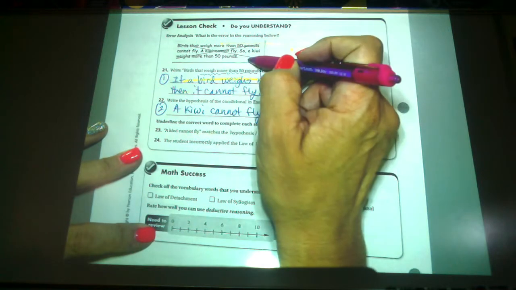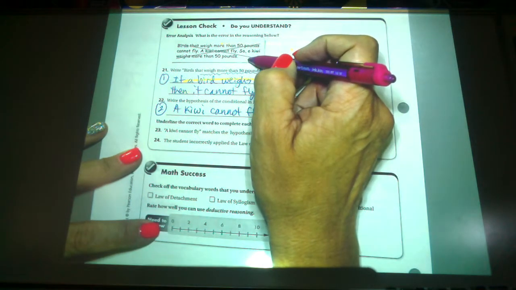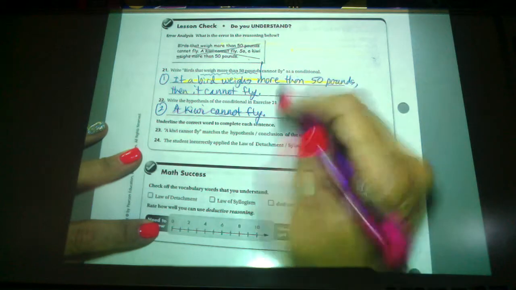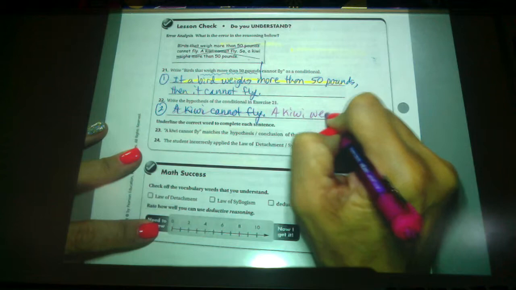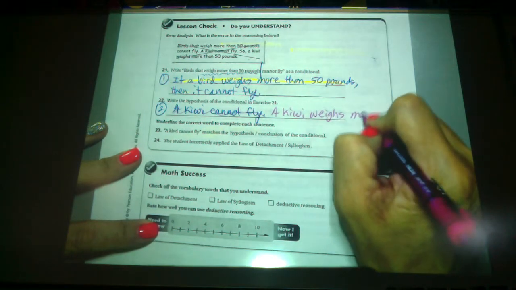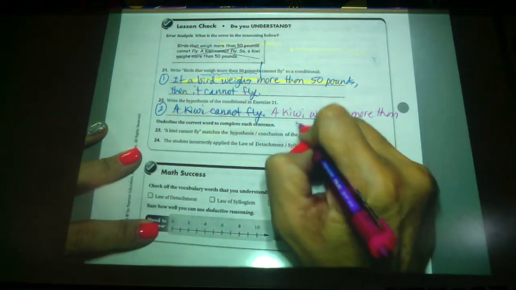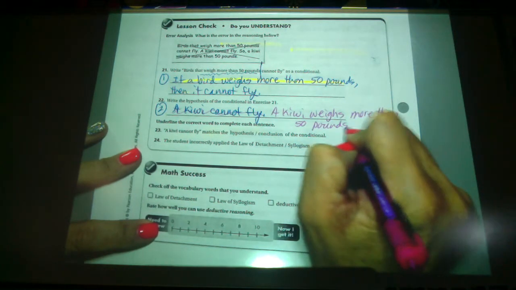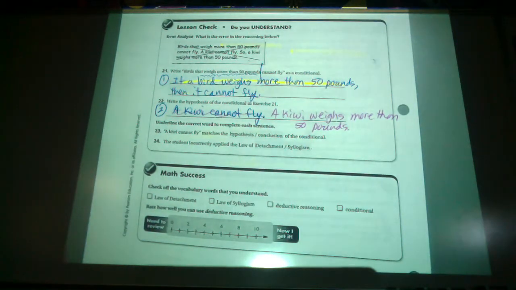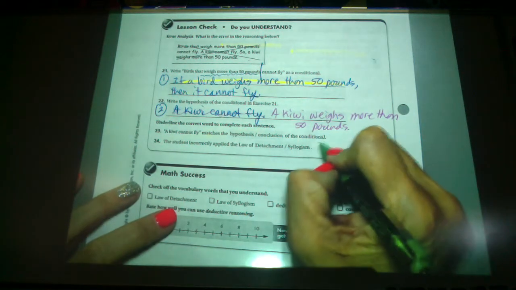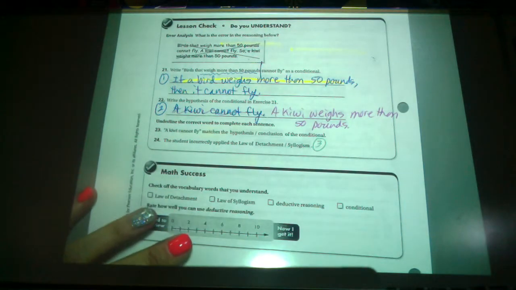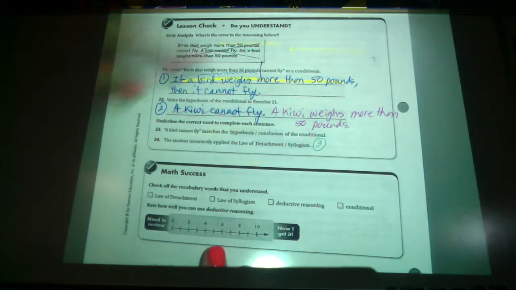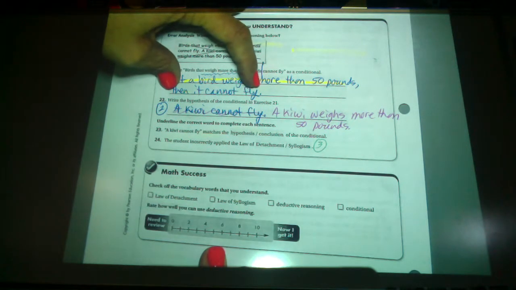What should have happened was a kiwi weighs more than 50 pounds. Shouldn't that have been what was said? So instead of this, the student should have said a kiwi weighs more than 50 pounds. Then what would your conclusion have been? Instead of this right here, what was your conclusion again? Look at the conclusion here. You must mirror it, but be specific.